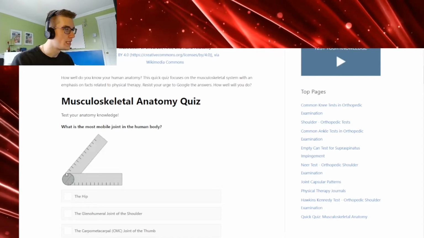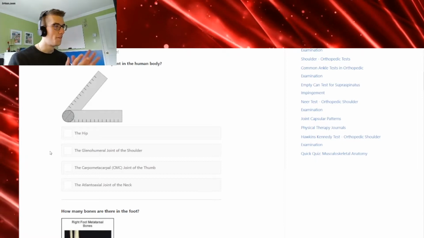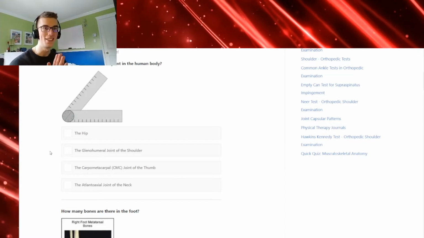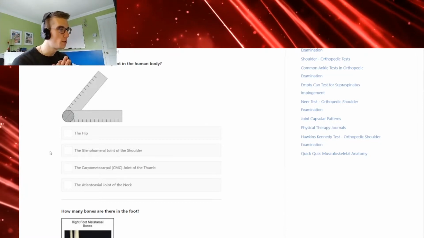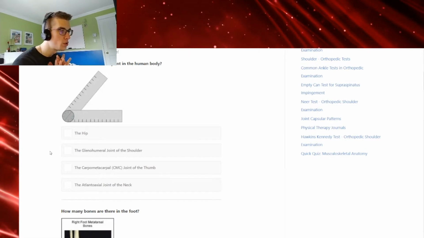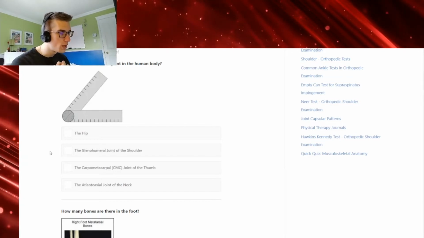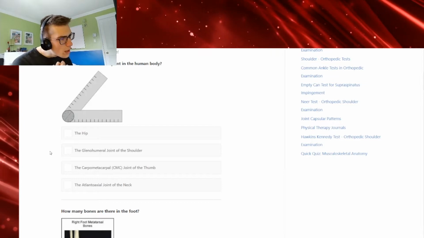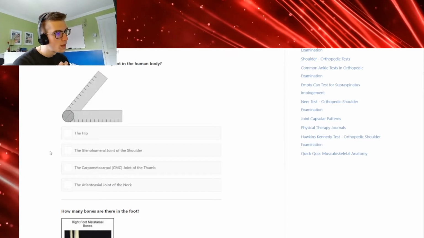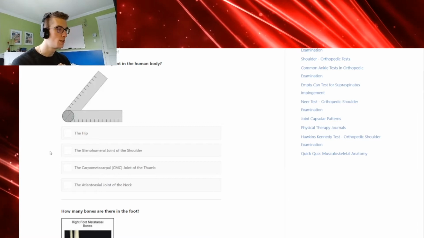Musculoskeletal anatomy quiz. Test your anatomy knowledge. Oh yes. First question, I'm so excited. I didn't even look at the questions, so let's see how I do. What is the most mobile joint of the human body? The hip, the glenohumeral joint of the shoulder, the carpal metacarpal joint of the thumb, and the atlantoaxial joint of the neck. Okay. So let's see for each of these how it goes.